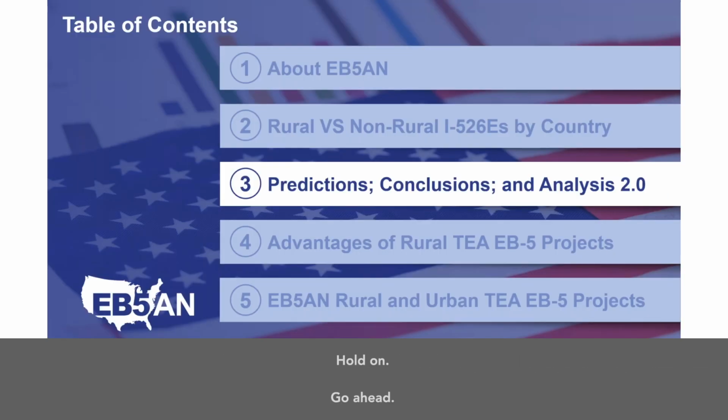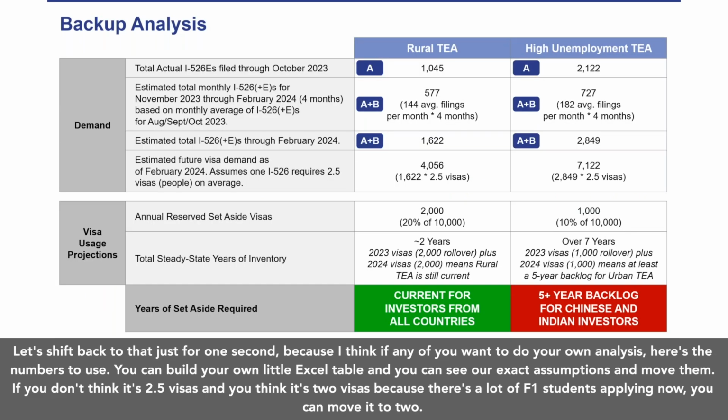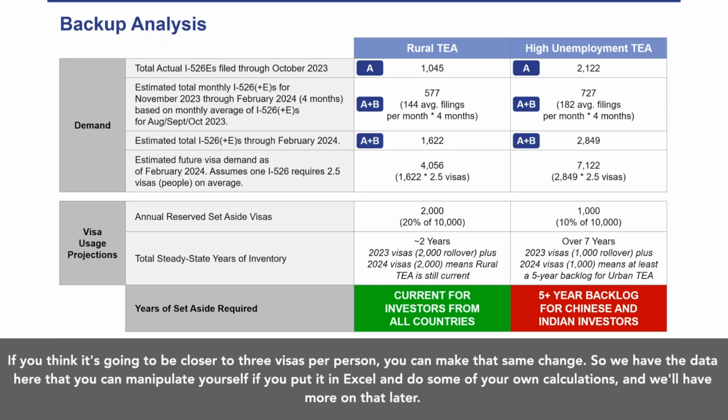Let's shift back to that for one second, because if any of you want to do your own analysis, here are the numbers to use. You can build your own little Excel table and see our exact assumptions and change them. If you don't think it's 2.5 visas and you think it's 2, because a lot of F1 students are applying now, you can move it to 2. If you think it's closer to 3 visas per person, you can make that same change. So we have the data here that you can manipulate yourself in Excel, and we'll have more on that later.